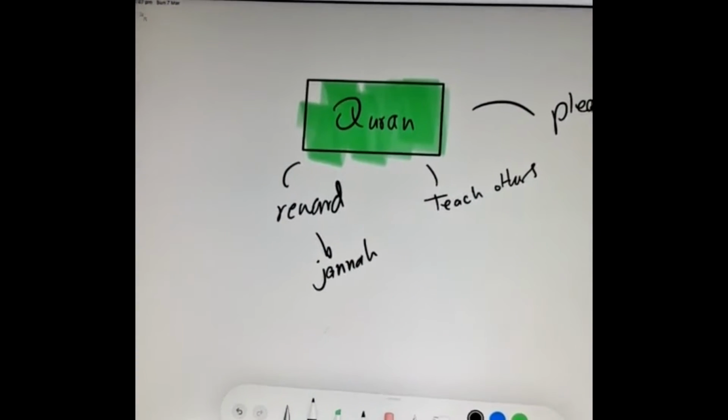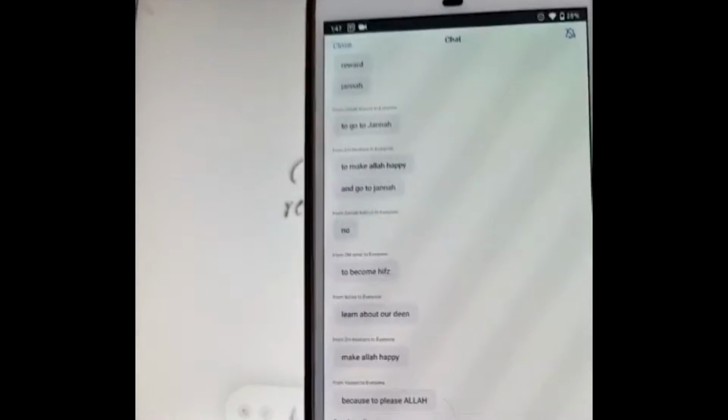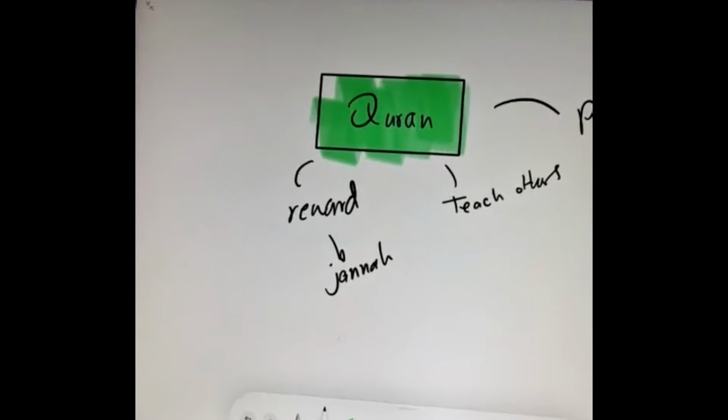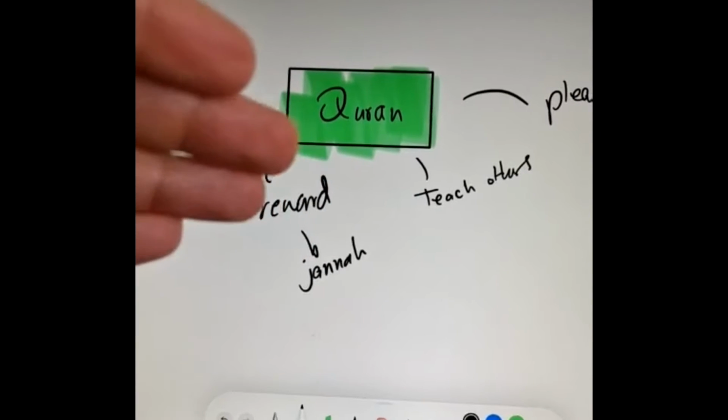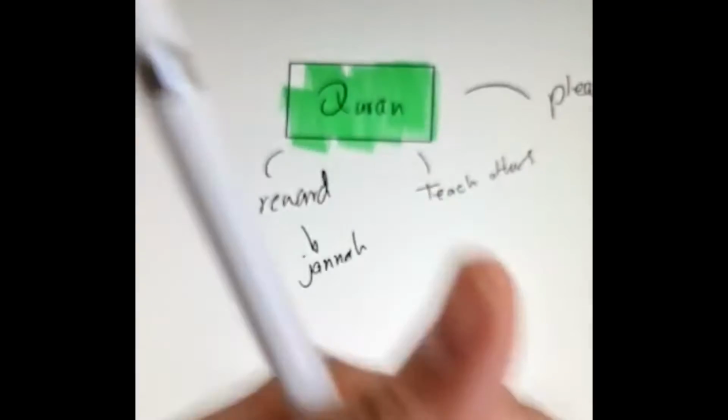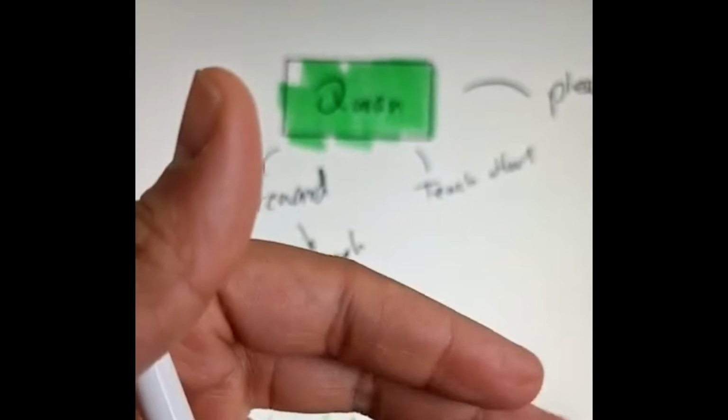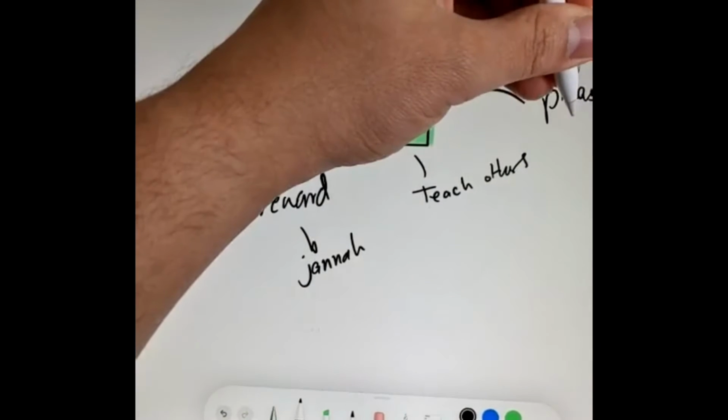You see, now today these kids are using chat for good. Yeah, mashallah, very good. Okay. To go to Jannah. Let's do this. Every time someone gives me an answer, I'm going to write the initials here. So to make Allah happy, that is Hisham. So I'm going to write Hisham here.